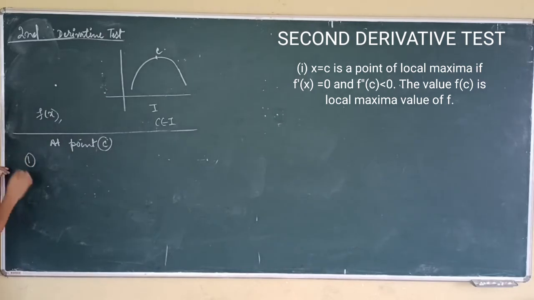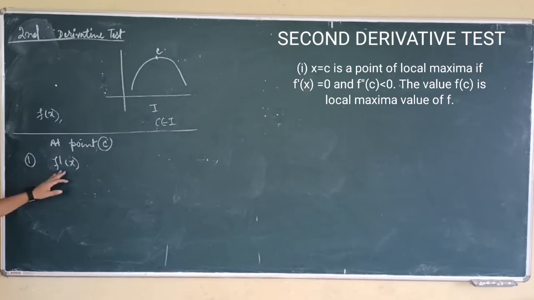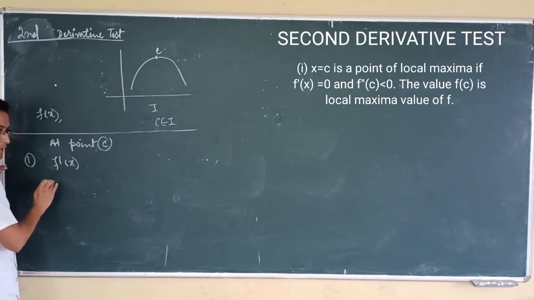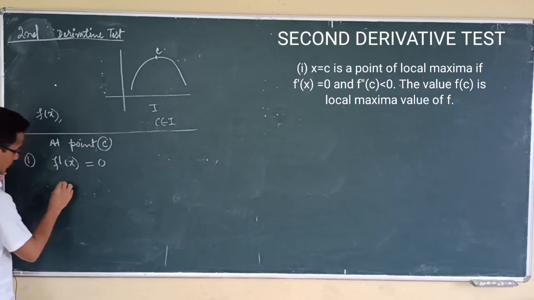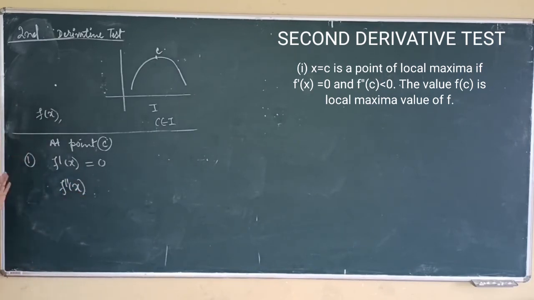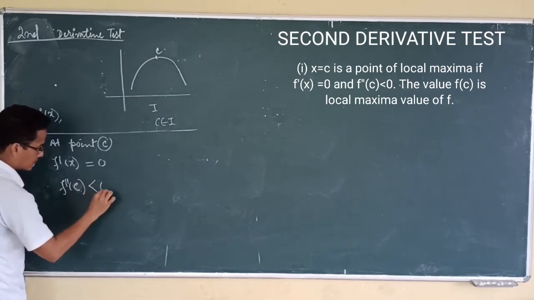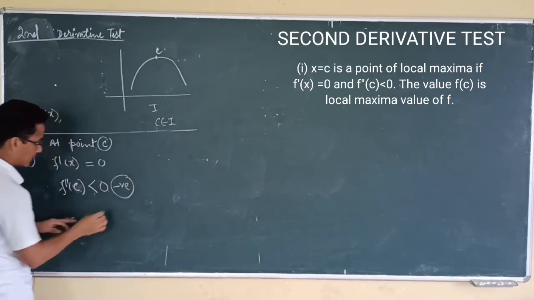Number one condition: f dash x means the slope. After doing f dash x, we get the slope by putting it equal to 0. And again, what can we do? We take the double dash x, the second order derivative. At the point C, if you get less than 0, a negative value, then you will get the maximum.